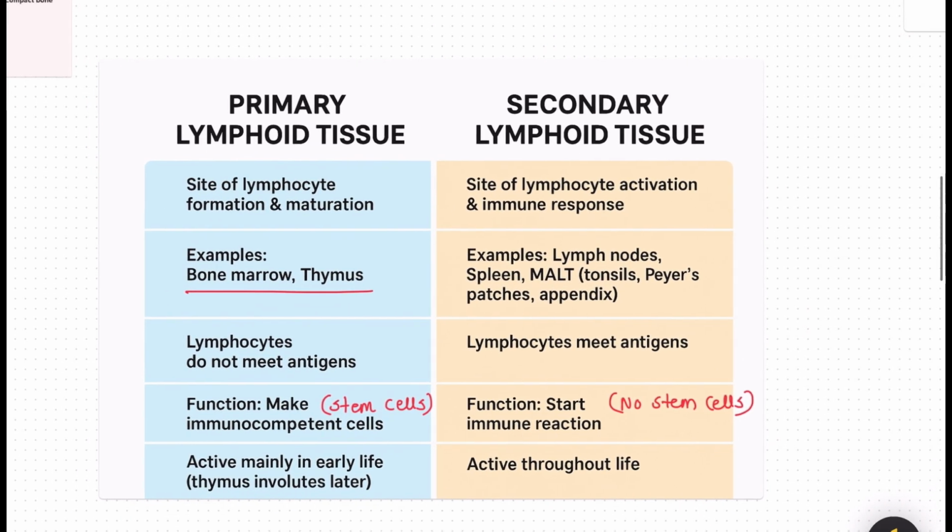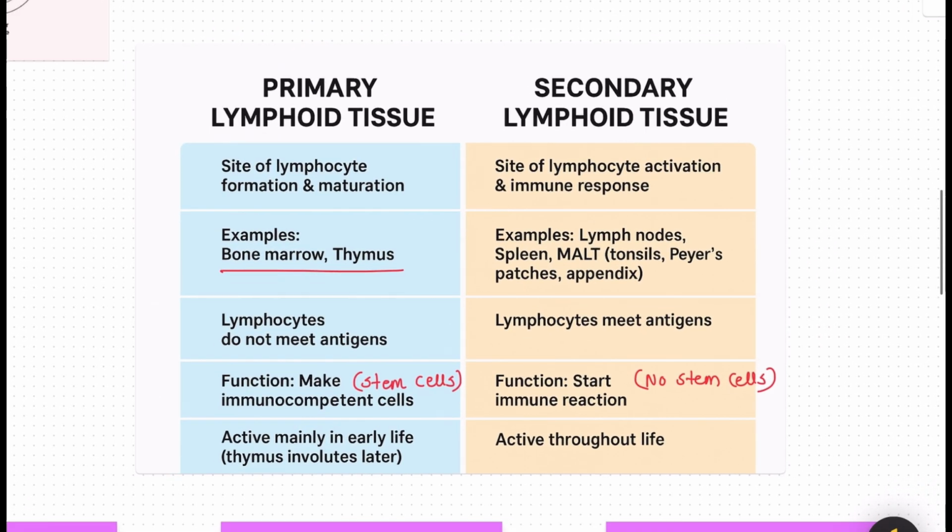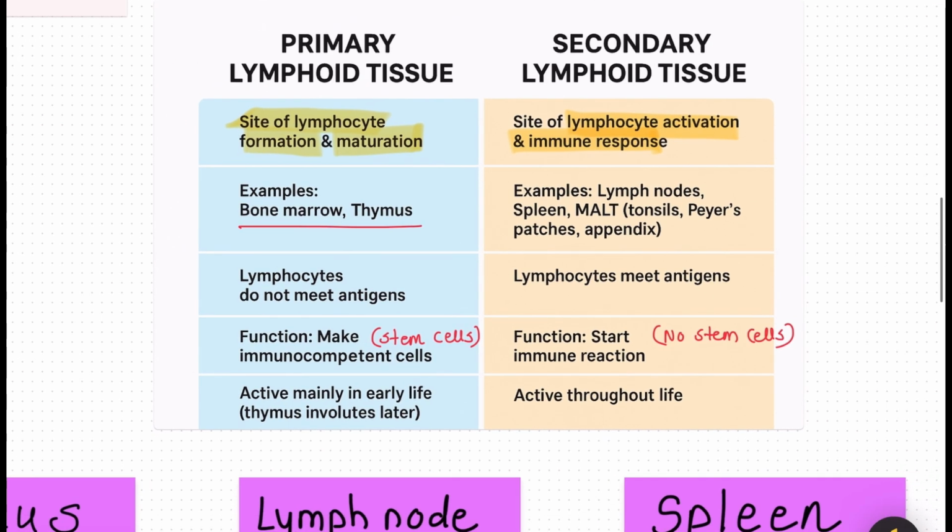The difference between primary lymphoid tissue and secondary lymphoid tissue: primary lymphoid tissue is the site of lymphocyte formation and maturation, whereas secondary lymphoid tissue is the site of lymphocyte activation and immune response. Primary lymphoid tissue examples are bone marrow and thymus, whereas secondary lymphoid tissue examples are lymph nodes, spleen, MALT, tonsils, Peyer's patches, and appendix.